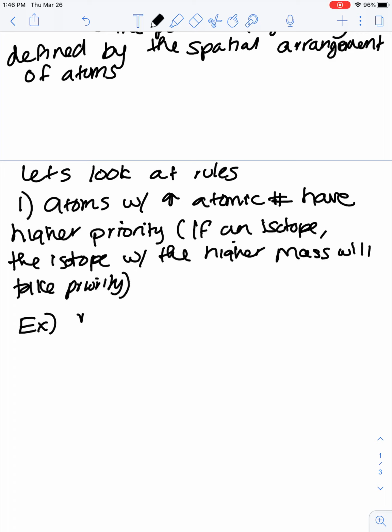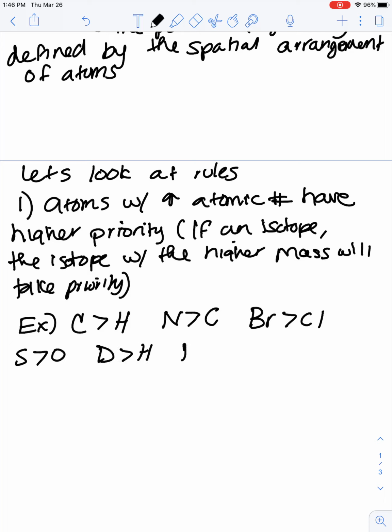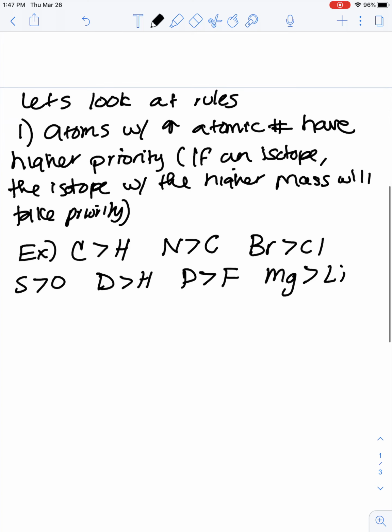If we're comparing carbon versus hydrogen, carbon would take priority over hydrogen. Nitrogen versus carbon, nitrogen is going to take priority over carbon. Again, we're just looking at the atomic number of both of these atoms. Bromine versus chlorine, bromine is going to have a higher priority. Sulfur versus oxygen, deuterium versus hydrogen, and phosphorus would have a higher priority versus fluorine, and then magnesium would have a higher priority than something like lithium. Rule number 2.